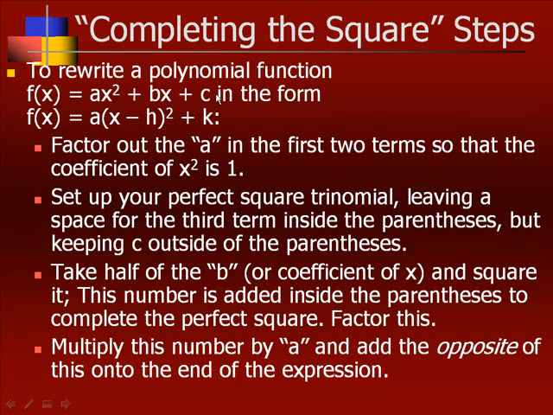Now to complete the square, you take half of the b term, or the coefficient of x, and square it. This number is added inside the parentheses to complete the perfect square. Now, if there's an a, we take this number, multiply it by a, and add the opposite of this number onto the end of the expression.